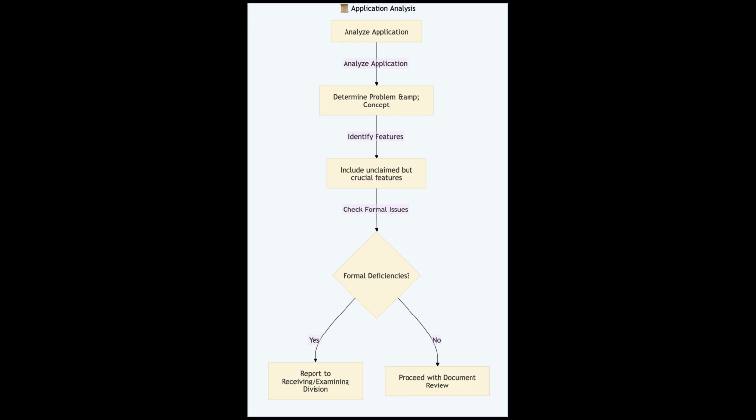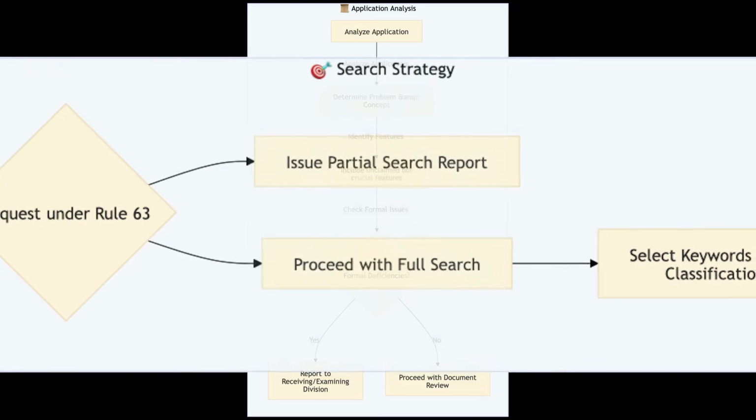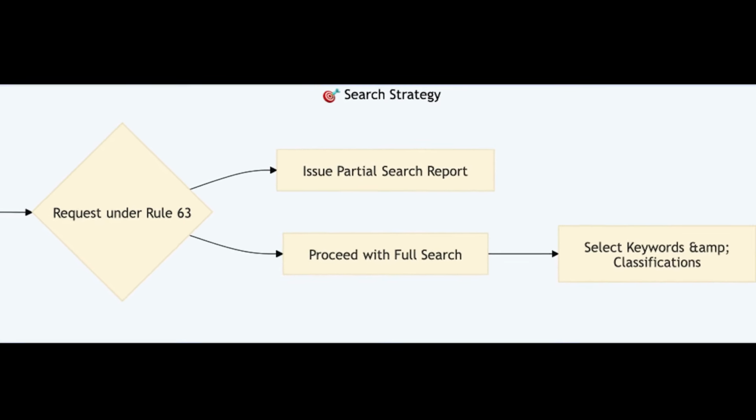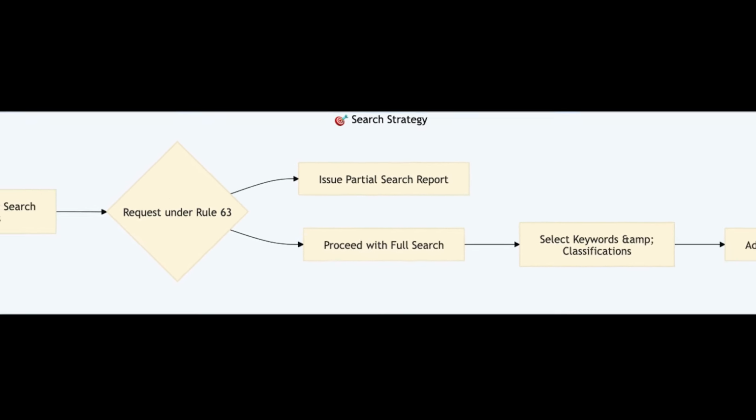Part 4. Identifying relevant documents. The search division looks for documents that affect novelty and inventive step. They also note other useful documents, such as conflicting patents, documents that challenge priority claims, and background technology. A key principle: the search stops once the likelihood of finding more relevant documents is low. Now let's talk about what happens after the search is complete.